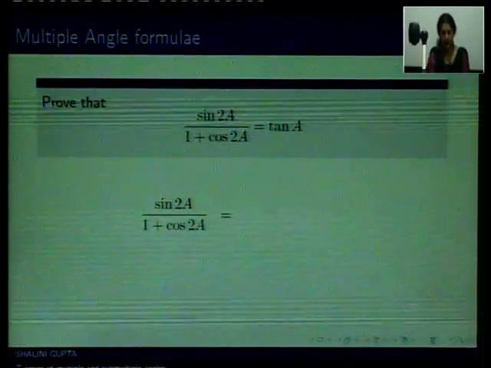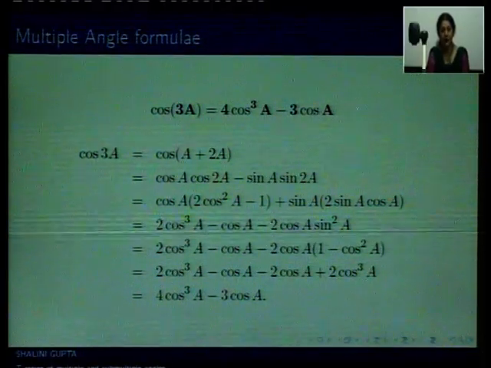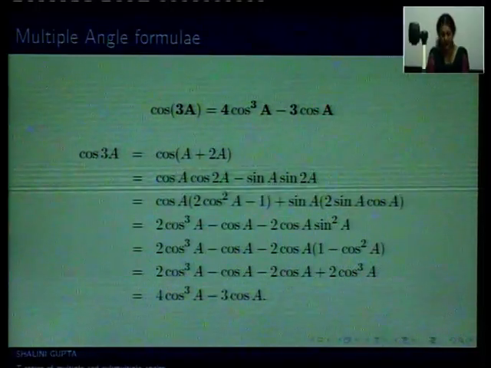Similarly, we can find the expression of tan 3a. We will come to that. So first of all, let's see some examples.